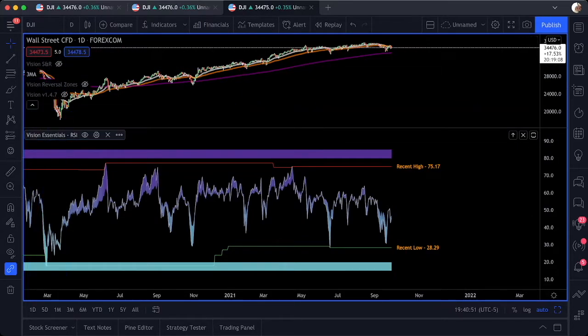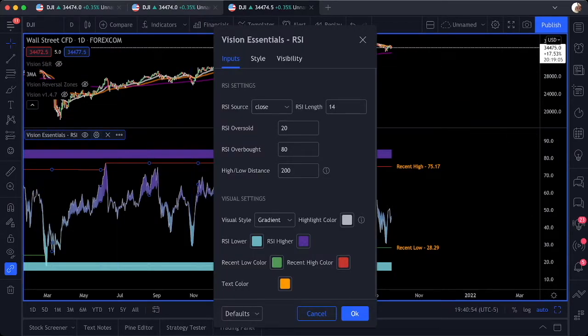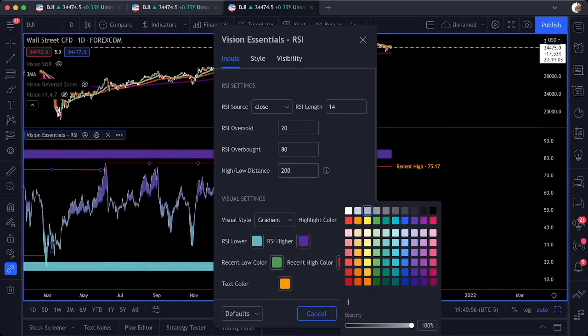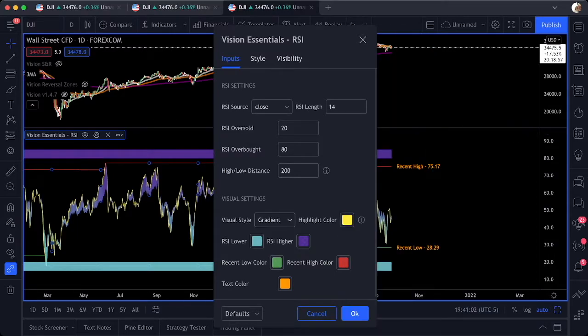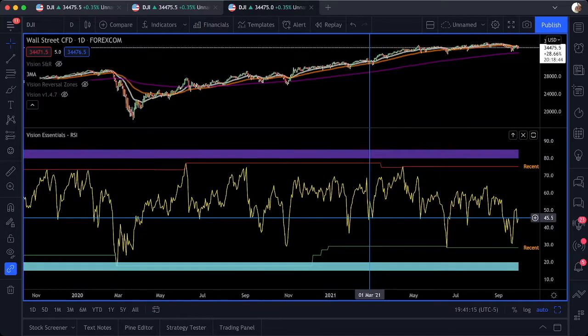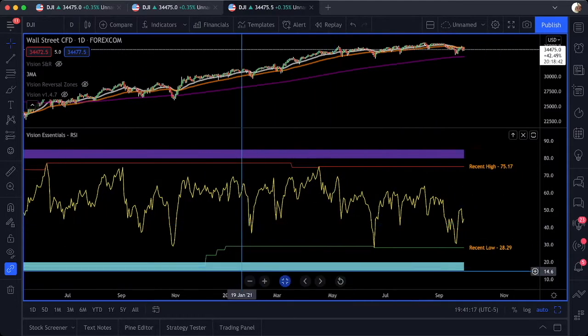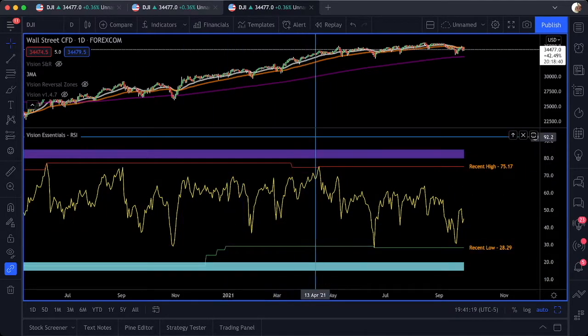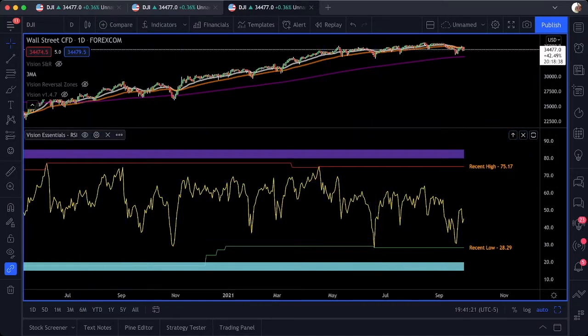Let's see. And I think they have, what is this highlight color? Ooh. Okay. Well, that's what that does. Gradient plus highlight. Highlight only. So you can change it to highlight only if you want. So then it'll look basically just like RSI, except with the fancier stuff. Okay, that's cool.